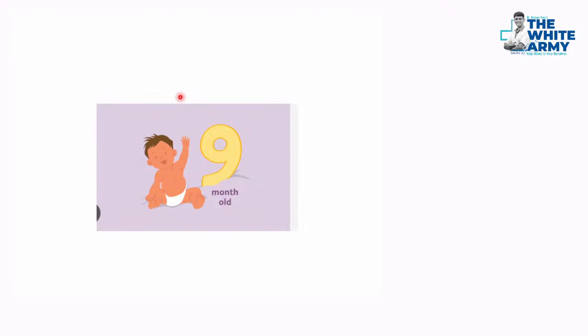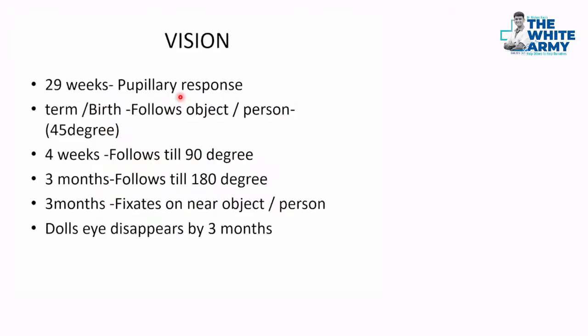Imitates. Correct. Tries to imitate. Okay. Imitation, correct. Then? So it claps also. The child claps. Okay. And also gives a flying kiss. Crawling around 10 months. Okay. Correct. Crawling around 10 months. Fine. So these are all the milestones that you have to remember at 9 months.